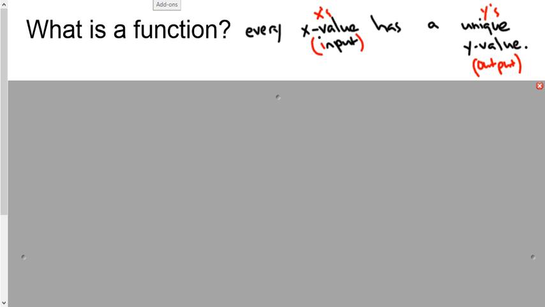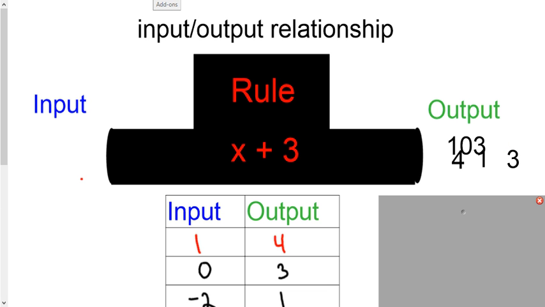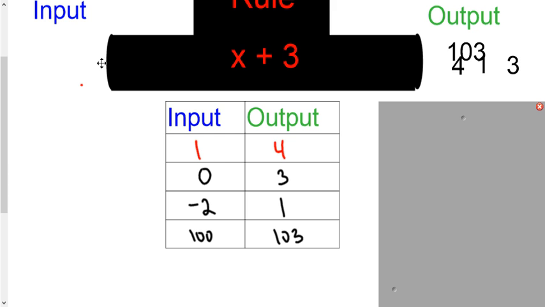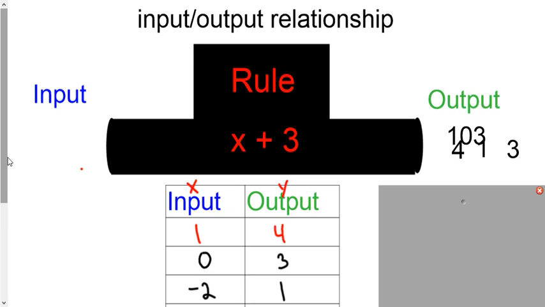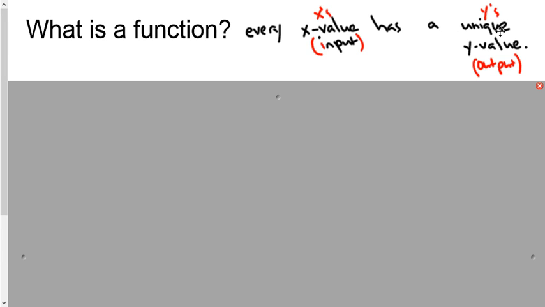So let's flip back here and look at this example again. We ran a 1 through this input machine, so this could be known as an x, and the output was a y. 1 plus 3 is 4. 0 plus 3 is 3. -2 plus 3 is 1. 100 plus 3 is 103. That's basically what it's trying to tell you: every x value has its own unique y value.